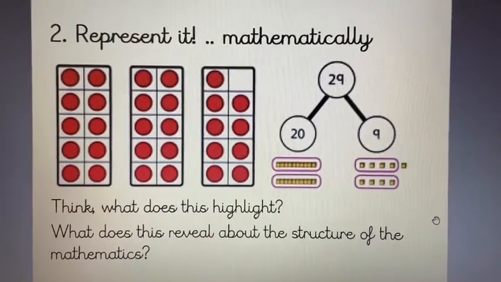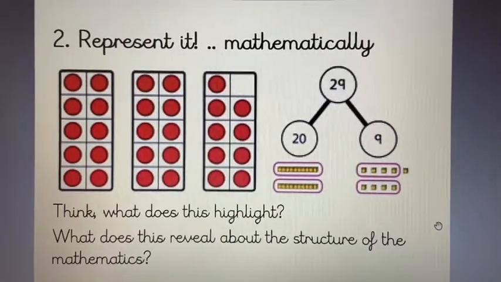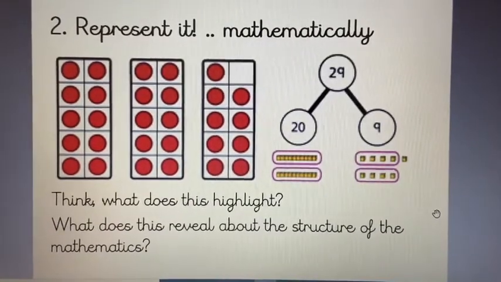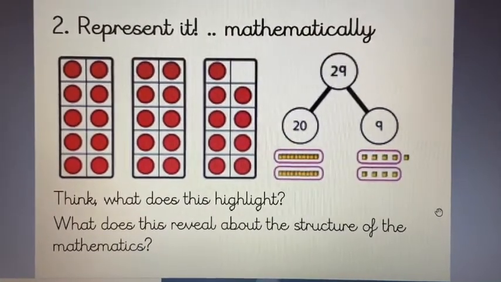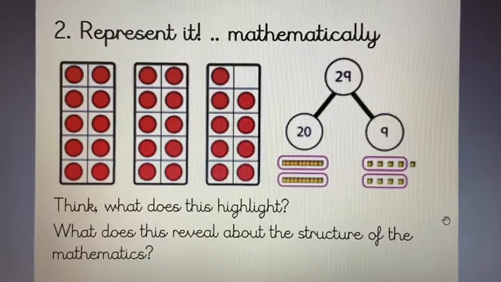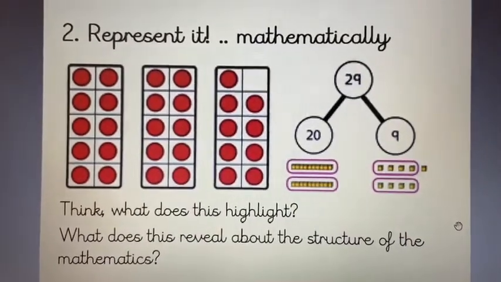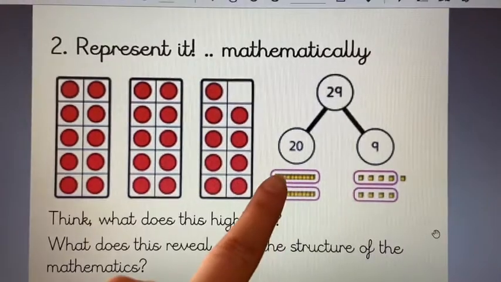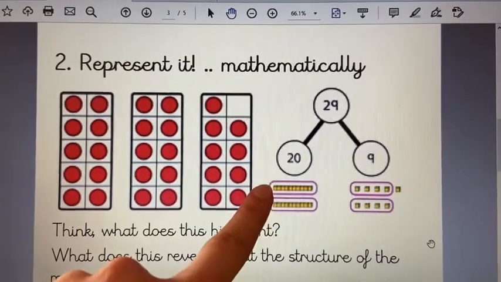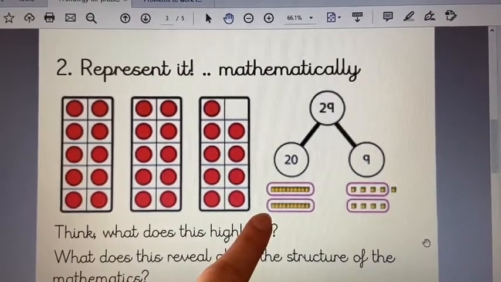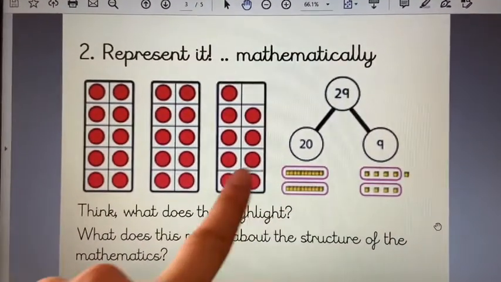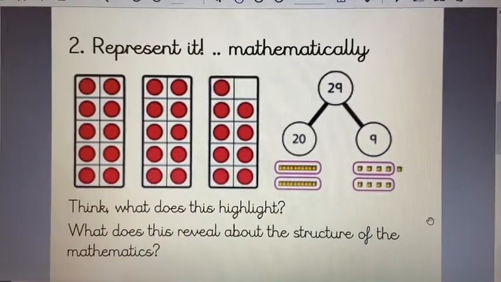Next, it helps to represent it mathematically. For this particular problem, I have chosen 10 frames and part whole model, but you may choose to use number lines or bar models, whatever you feel is most appropriate for the given problem. Now, the reason I like to add in this stage is because this helps us talk about the structure of the mathematics. What I mean here is, for example, as we have modelled on this part whole model, we can see groups being made. Now, we know when we are using the grouping structure, we are dividing. We are dividing into equal groups. So it highlights the calculation that we need to undergo.